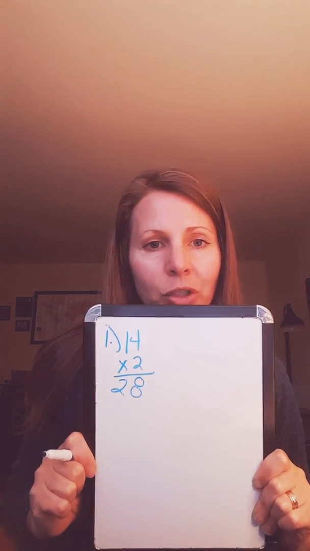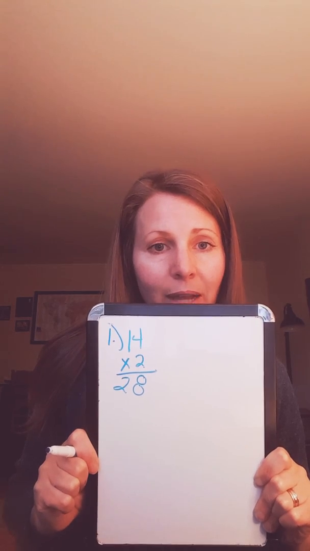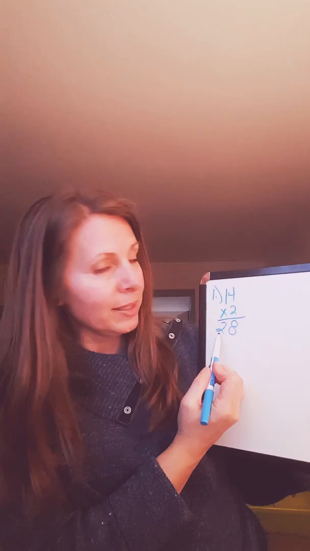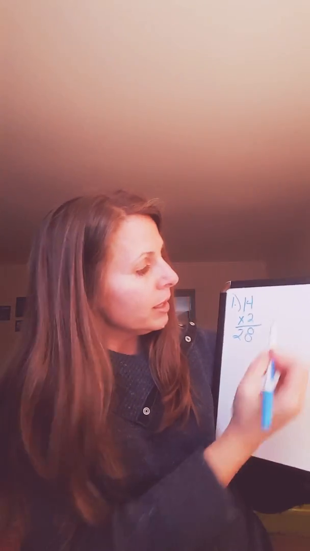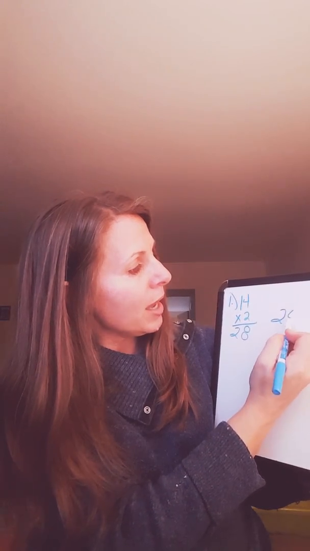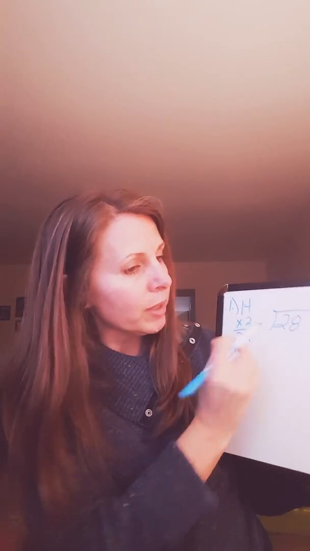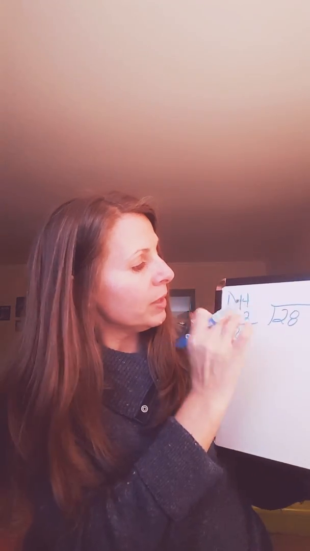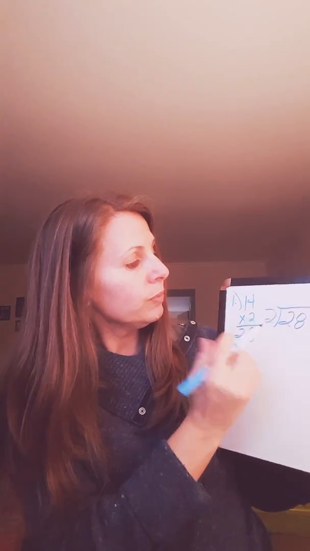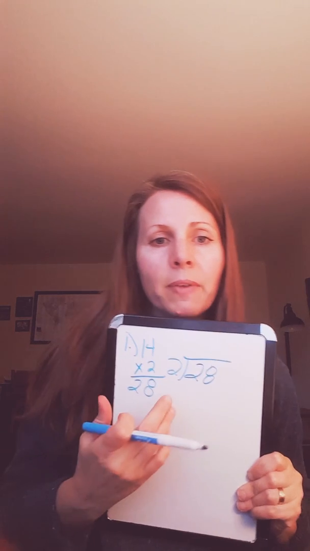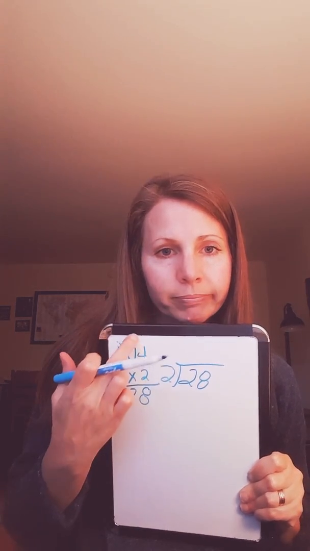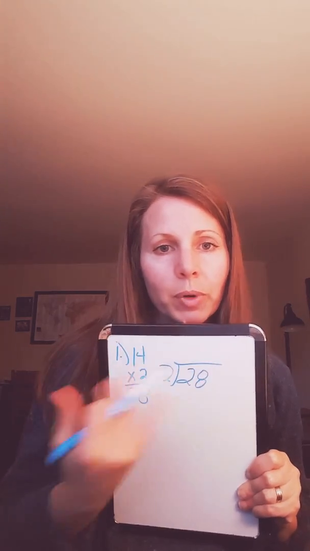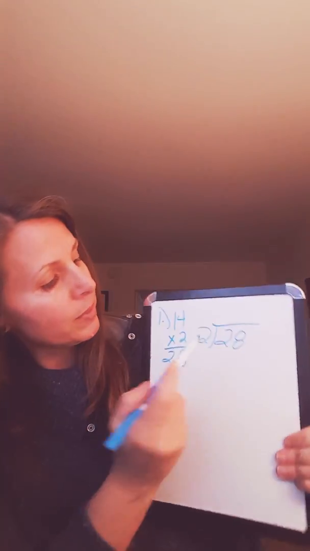How do I check this using the inverse operation? Well, my answer in my multiplication is going to be my dividend in my division. So I'm going to put a 28 under the diving board, and my divisor is the 2. Now if we divide this correctly, we should get 14. And that would show us the inverse operation happening here.